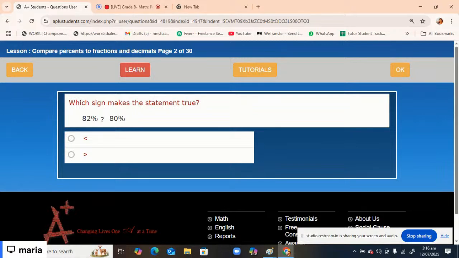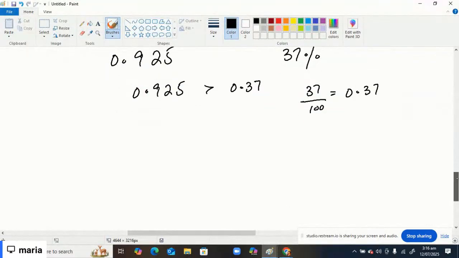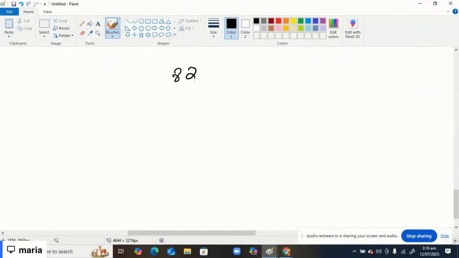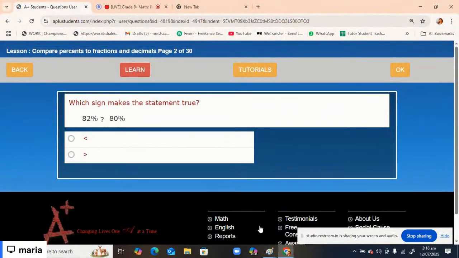Which sign makes the statement true? 82% or 80%? Which one is greater? So 82 is greater, as we can see that. So 82 is greater as compared to 80.